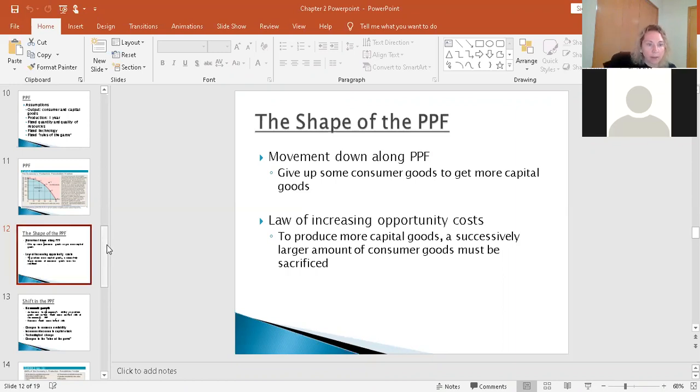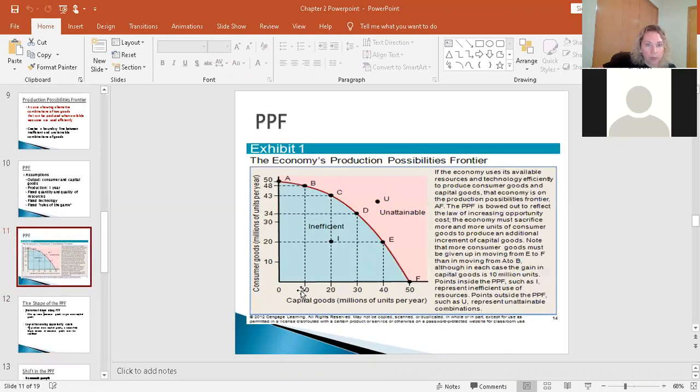So let's go back to the PPF and let's do that. Let's start at point A. So you start at point A and you work down to point B, right? You gain 10 million units of capital good. And if you'll notice, all the increments that have been marked for you at those points are a 10 million unit increase in capital good. That's going to stay consistent for us.